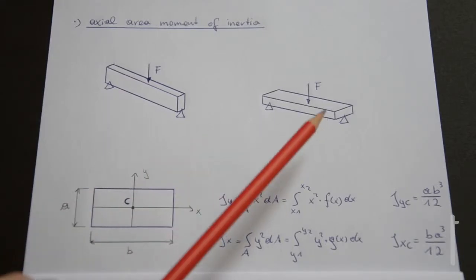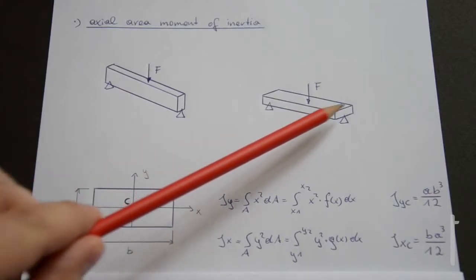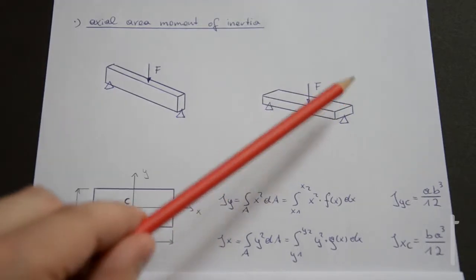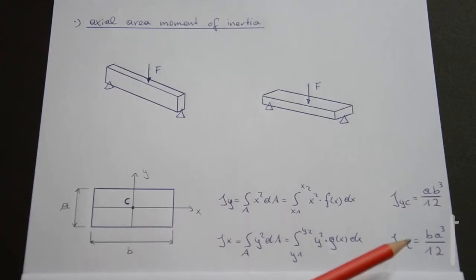Okay, and at the situation on the right, the bending goes around the x-axis. So this is the x-axis, and up here would be the y-axis. So in that case, the board will try to rotate around the x-axis. So this is why the Jx appears and Jx is smaller. And because of this, the system is more easy to bend.